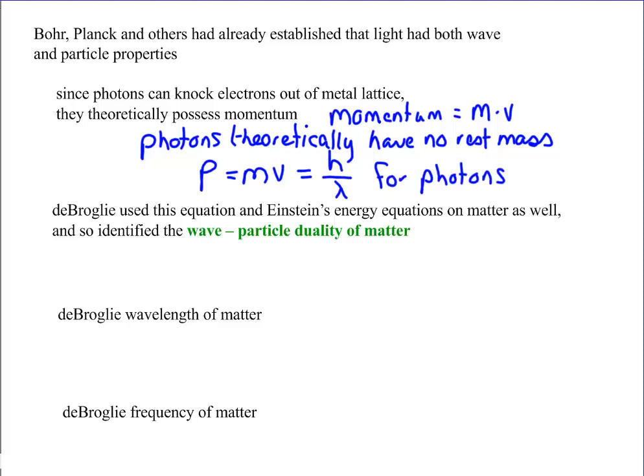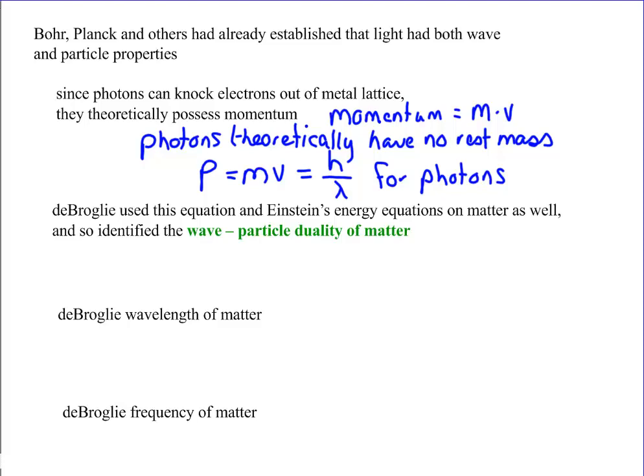Okay, de Broglie used this equation in Einstein's energy equations and said, well, if it works on light, maybe it works on matter. And so the same idea for light, that it could behave as both a wave and a particle, was applied to matter. And this was described then as the wave-particle duality of matter, in addition to light.